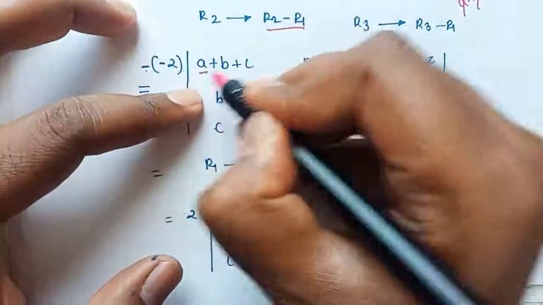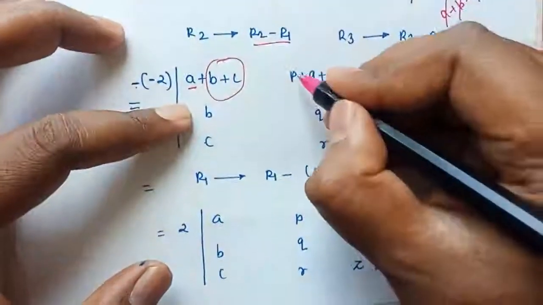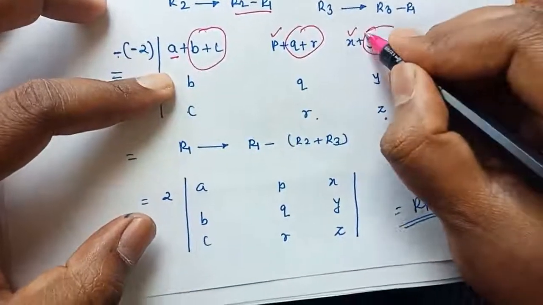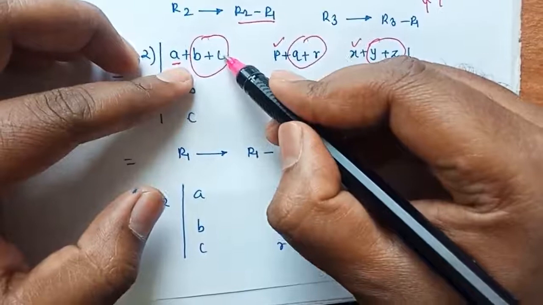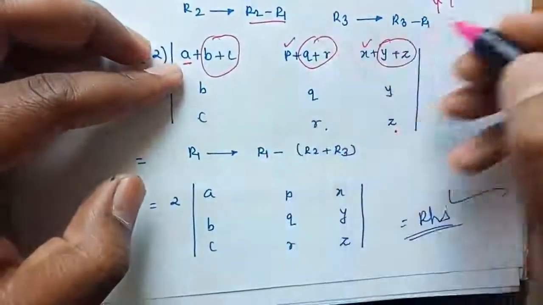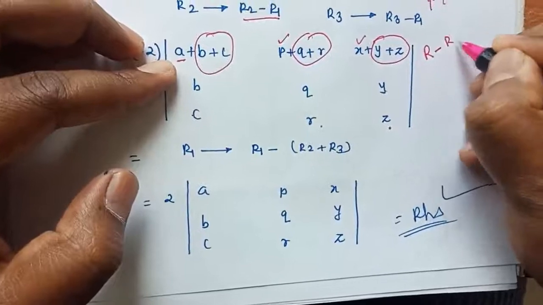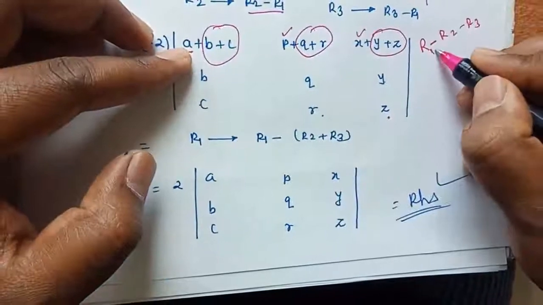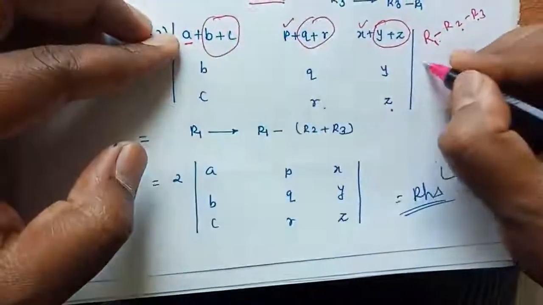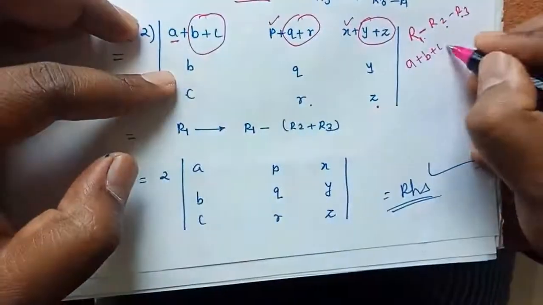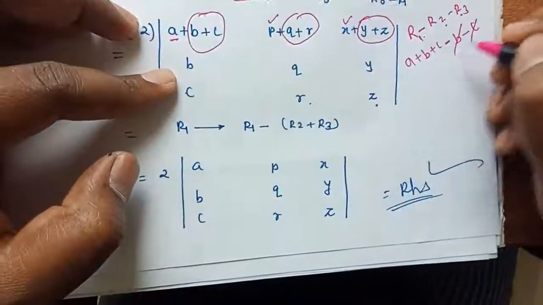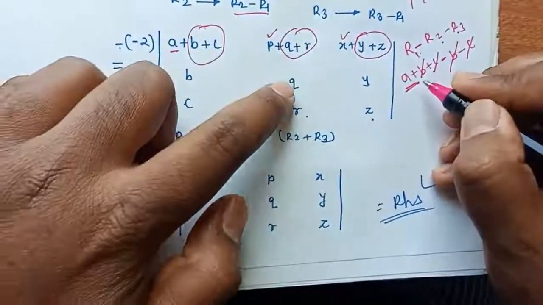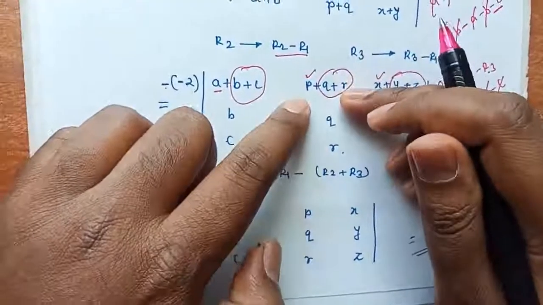But here I want just A, so that means B plus C I have to eliminate. Here I want just P, Q plus R we have to eliminate. Here I want X and Y plus Z I have to eliminate. So this B plus C I can eliminate if I do R1 minus R2 minus R3. That means I can change R1 in such a way that R1 minus R2 minus R3. So R1 element is A plus B plus C, R2 element minus B, and R3 element is minus C. So minus C, minus B cancel, so what I want is A. So same thing, P plus Q plus R, this is minus Q minus R, this will cancel, remaining will be just P.